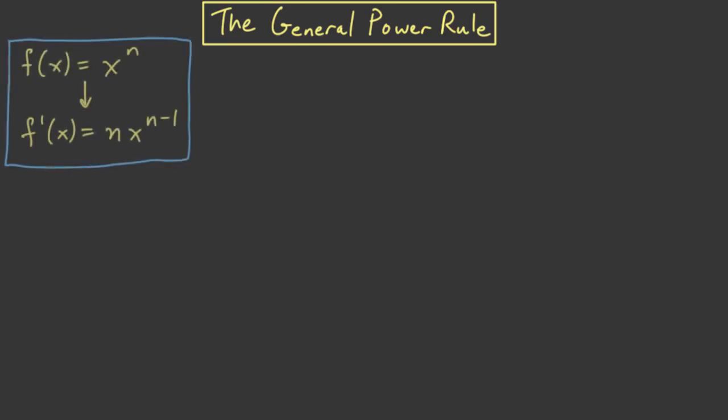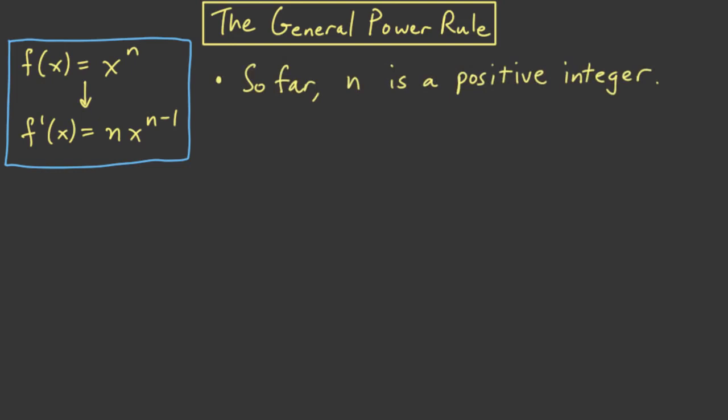So here's the power rule. It tells us the derivative of functions f of x equals x to the n. So our input variable x is being raised to some power n. And we've been using it so far in cases where n is a positive integer. So our function might have been x squared or x to the sixth, those sorts of things.